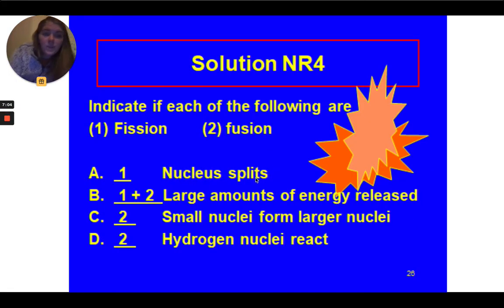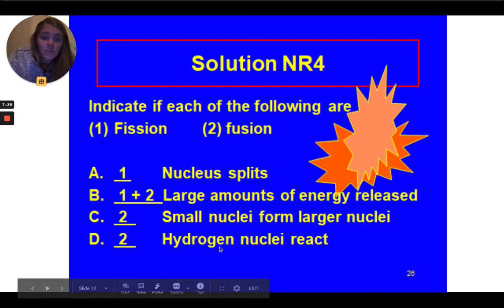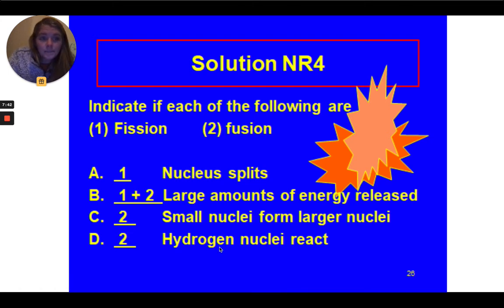So the nucleus splits. We know that fission is when things separate. In both fission and fusion, energy is released, and it's a lot of energy being released, okay? Fission and fusion, as you know, have to do with bombs. They're not something that happens regularly. Scientists took a long time to figure out how to do this. I don't remember which one it is, but we're just starting to figure out how to fuse 2 things together, and it creates a large amount of energy, but it also takes a lot of energy. In fusion, small nuclei form larger nuclei, and also in fusion, hydrogen nuclei are reacting.